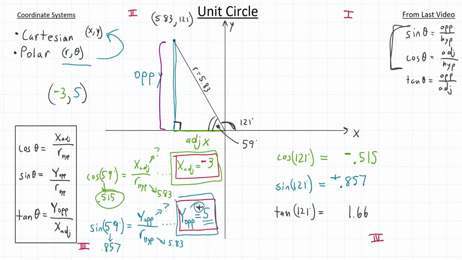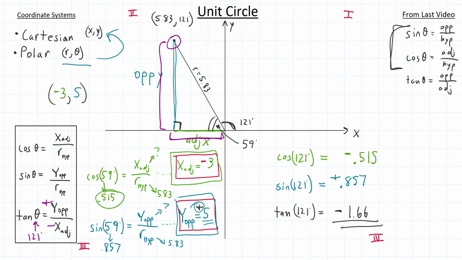So again, we have to imagine a point that has an angle of 121 degrees, just like this guy right here. Its y, its opposite, will be positive. Its x, its adjacent, will definitely be negative. Positive divided by negative is definitely a negative number. That's why the tangent of 121 is a negative 1.66.